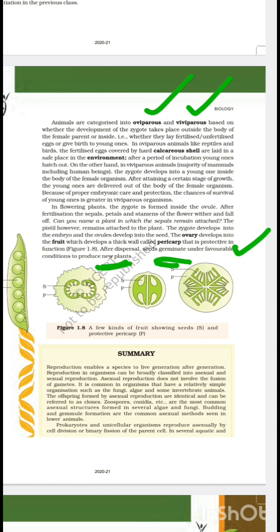So that is all about reproduction in organisms, and chapter 1 completes. In my next video, I will discuss chapter 3 of your NCERT 12th class Biology book.